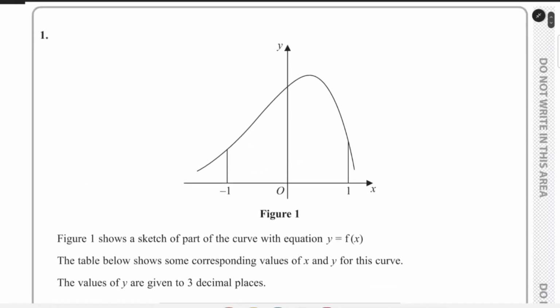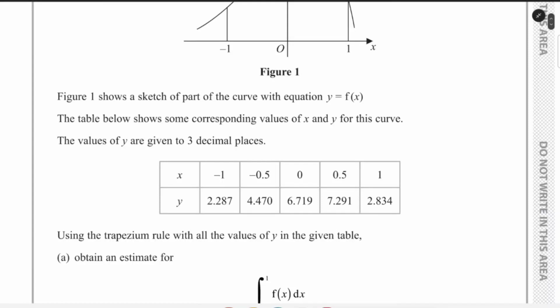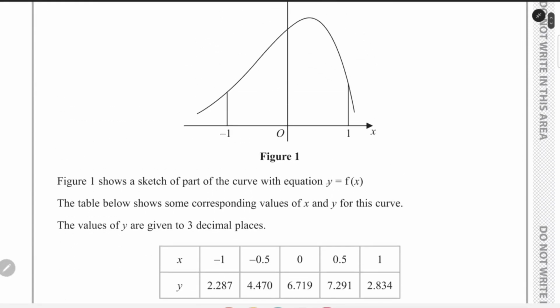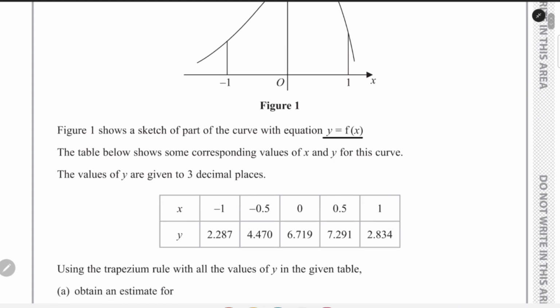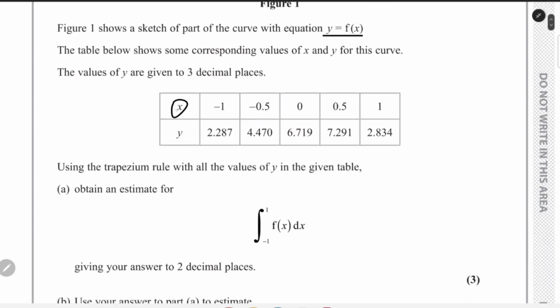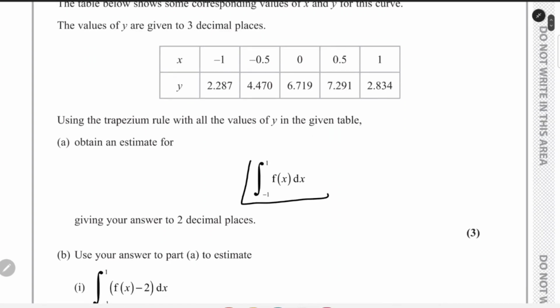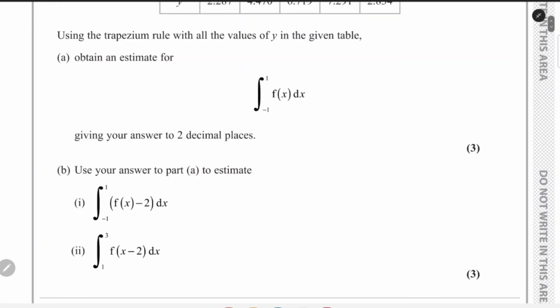Question 1 is about the trapezium rule. We are shown a sketch of the graph y equals f of x. We are given the values of x and y, and we have to find an estimate of the area from 1 to minus 1.